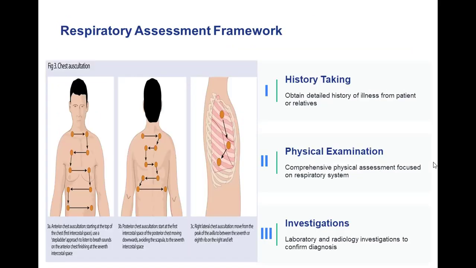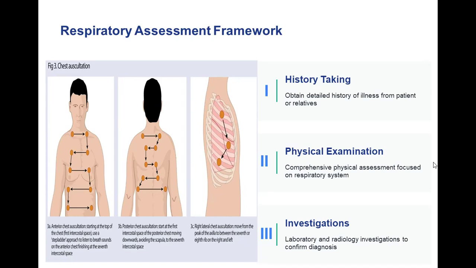To ensure no critical data is missed, we follow a systematic three-part respiratory assessment framework. This framework guides your process from the moment you encounter the patient until a definitive treatment plan is established. Part 1 is history taking. This is your foundation. You must obtain a detailed history of the illness from the patient, if they are able to speak, or from a relative. This subjective data helps identify key symptoms and risk factors.